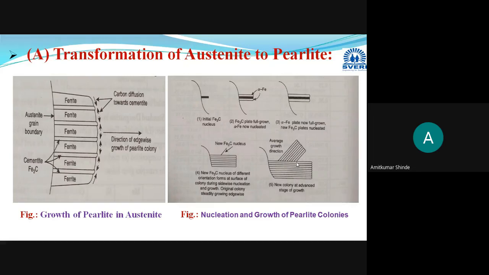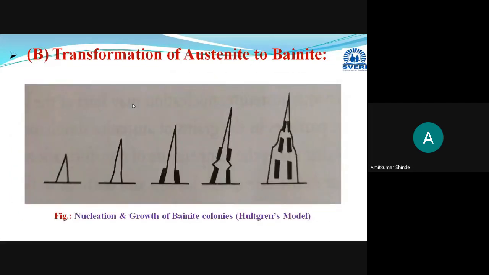After the first transformation product, austenite will get transformed to pearlite whenever you are using slow cooling. This transformation will start with the nucleation of the cementite, and it will occur due to carbon diffusion. Now the second transformation product of austenite is the bainite.